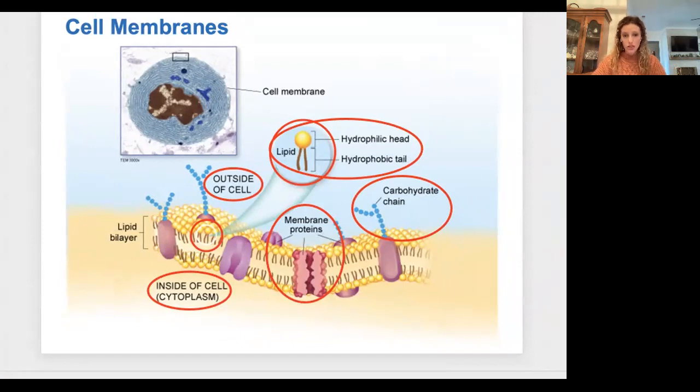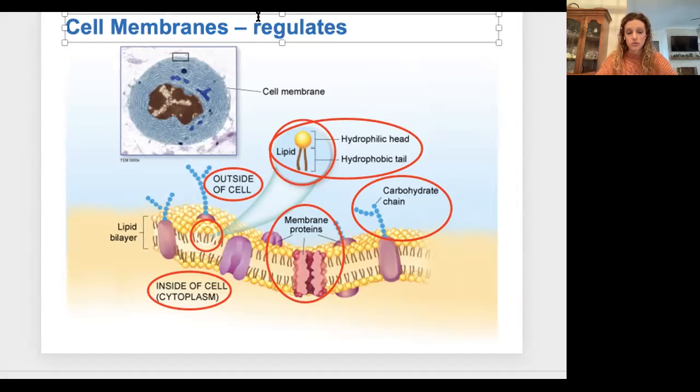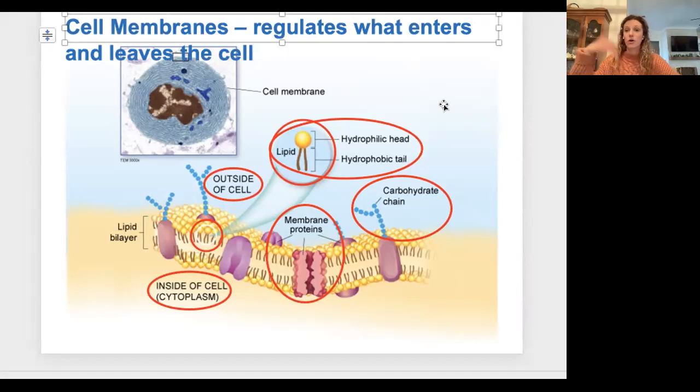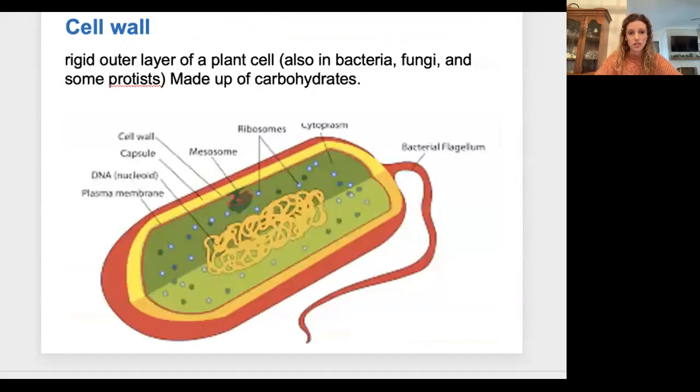The function of the cell membrane and all of these proteins and lipids is to regulate what enters and leaves the cell. So I do want you to include this: regulate what enters and leaves the cell. This is how materials can enter the cell and how waste can leave. After you get that, on to the next one.